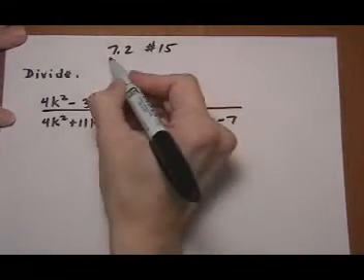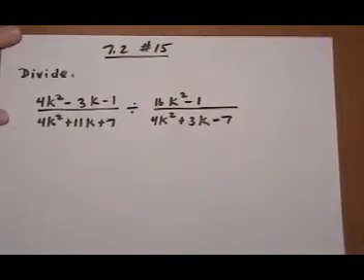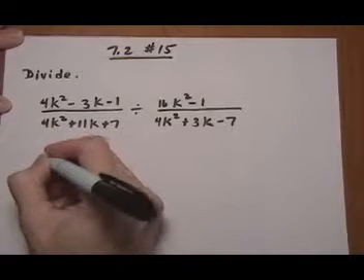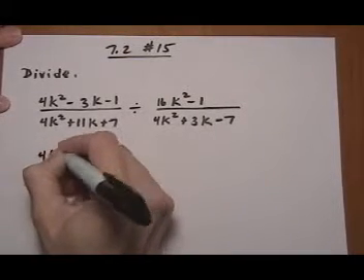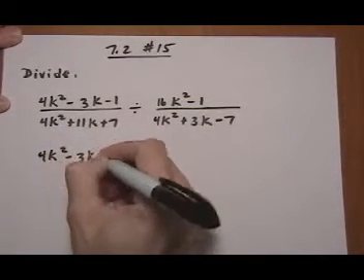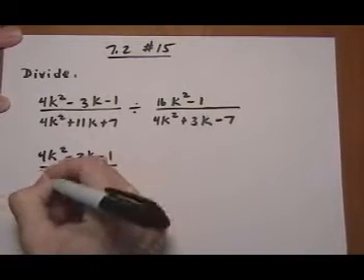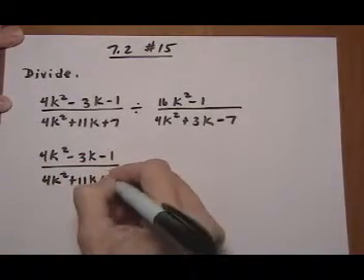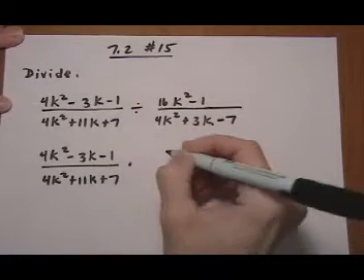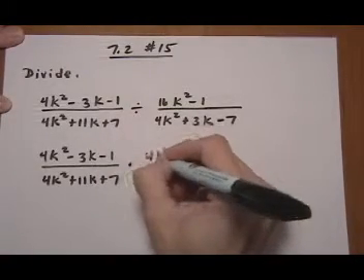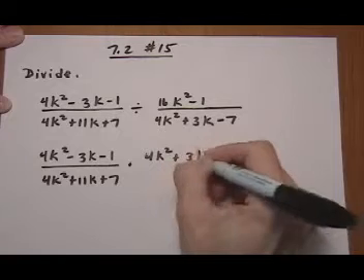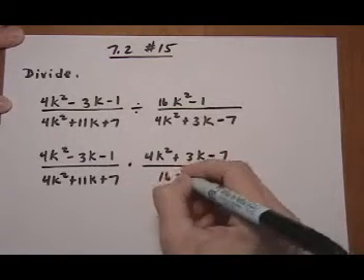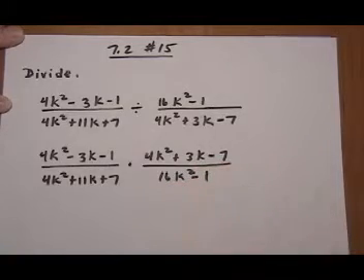7.2, number 15. Divide the rational expressions. So, as usual with division, we're first going to turn it to multiplication. (4k² − 3k − 1) over (4k² + 11k + 7), times, and flip the second one over: (4k² + 3k − 7) all over (16k² − 1).